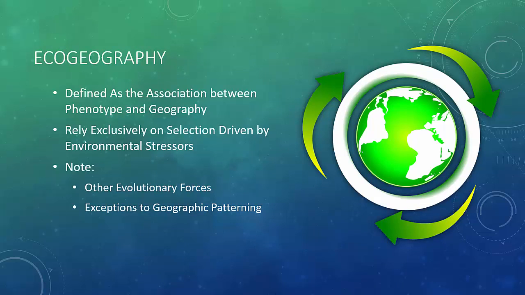So ecogeography is defined as the association between phenotype and geography. An example of this would be the adaptations to high altitude, looking at variation in elevation and how that affects a population. So we've already been doing some ecogeographic investigations from previous modules. So many ecogeographic studies rely exclusively on selection driven by environmental stressors.